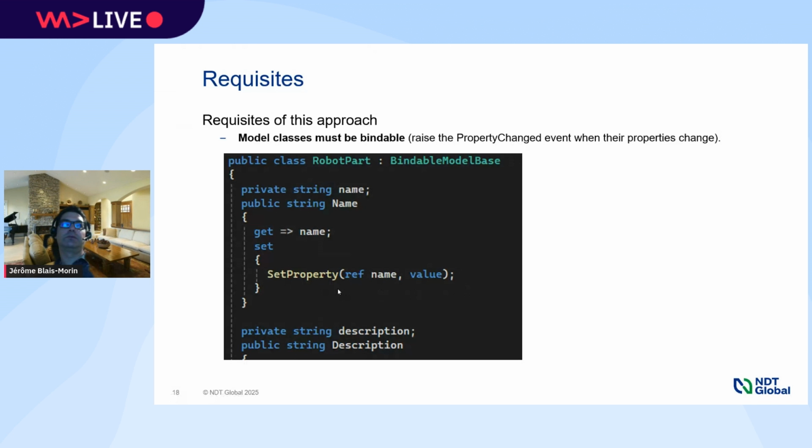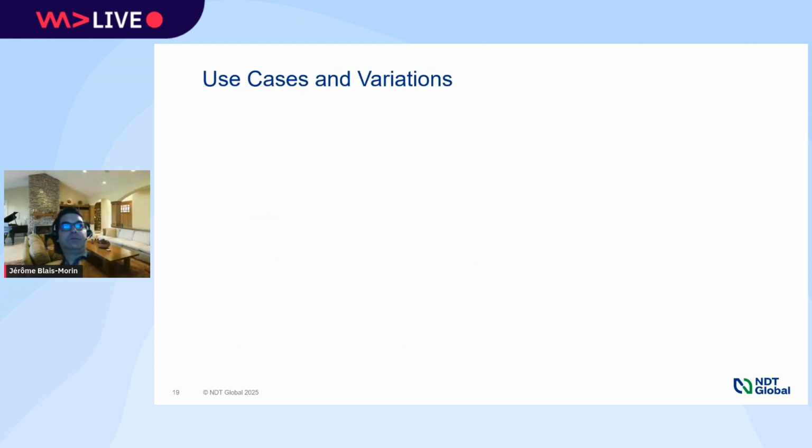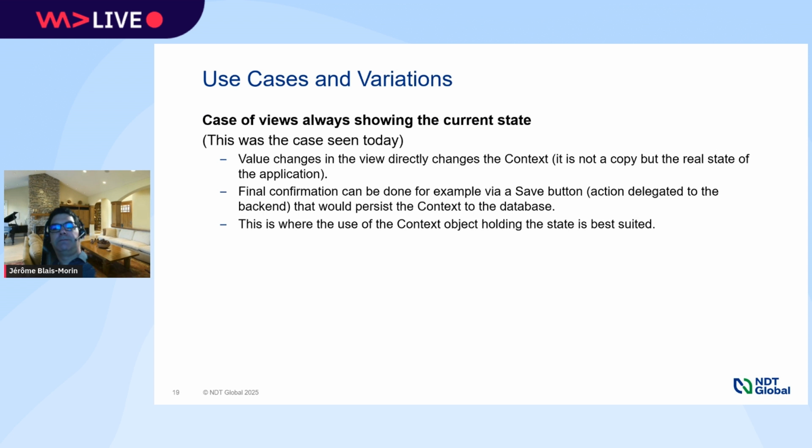Yeah, that will raise the property change event. And finally, let's have a quick look at some use cases, some variations of this approach. There are cases where this approach works better than others. The case that we've seen today: whenever we change a value in the user type, a new name or whatever, it directly modifies the context.